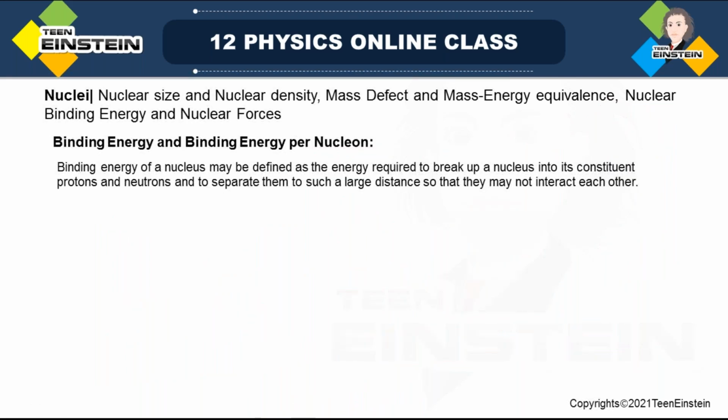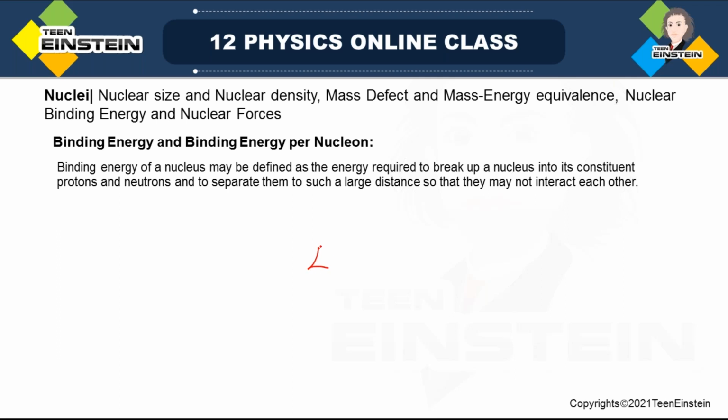I will just define binding energy here. What is binding energy then? Binding energy of a nucleus may be defined as the energy required to break up a nucleus into its constituent protons and neutrons, to separate them to such a large distance that they may not interact with each other. So that particular energy is called binding energy.